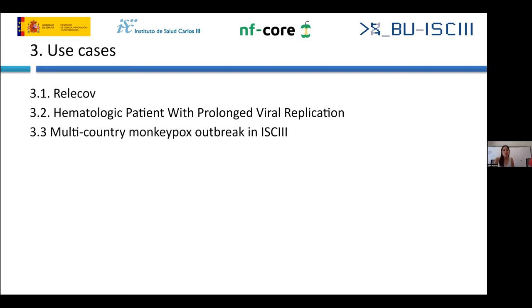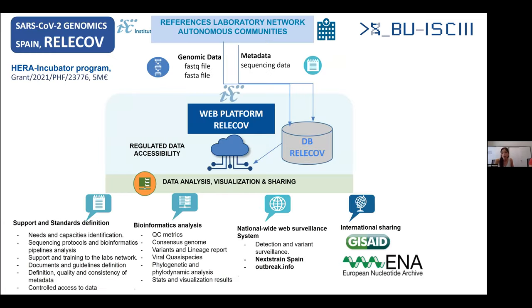Yes, now I'm going to explain three use cases of viralrecon here in the Institute of Health Carlos III. The first one is the RELECOV network, which is funded by the ERA Incubator Program and is a Spanish network that aims to create SARS-CoV-2 surveillance at national level based on genomic sequencing. In this network, the microbiology labs from hospitals are going to select the samples to be sequenced based on criteria established by public health authorities, and they are going to sequence those samples. Then they will send the FASTQ files to the RELECOV platform here in the ISCIII, and we are going to analyze those samples with viralrecon. So we are going to be able to see the national evolution of the viral variants and viral lineages. And also we are going to share genomic data with databases such as GISAID or ENA.